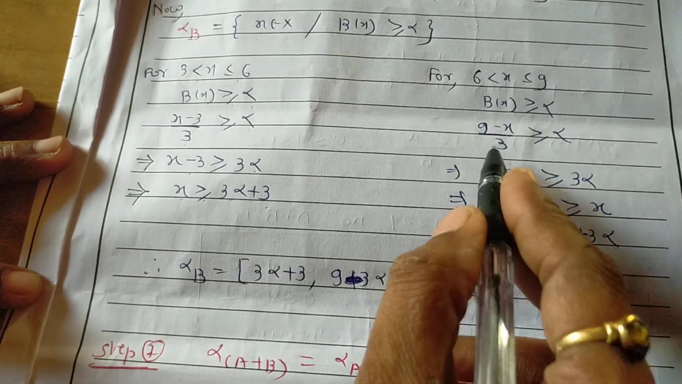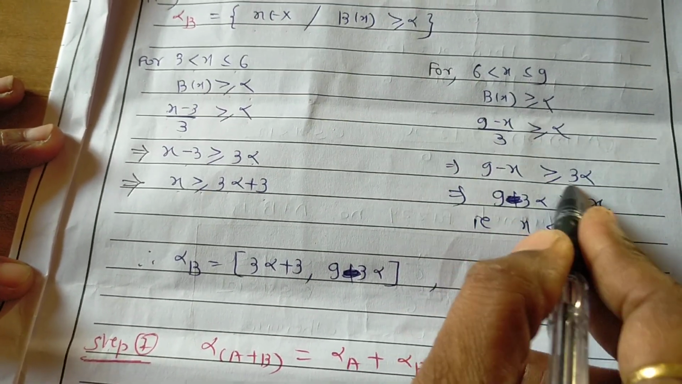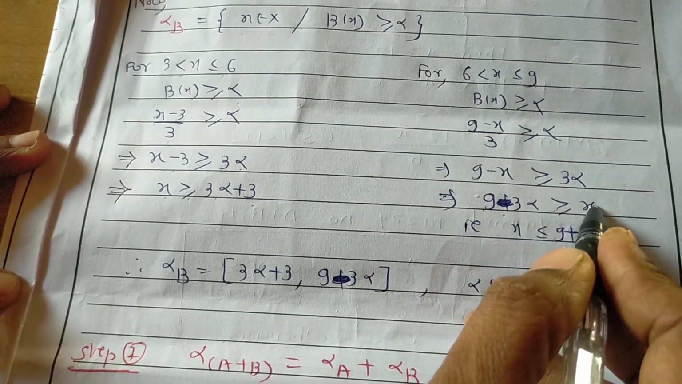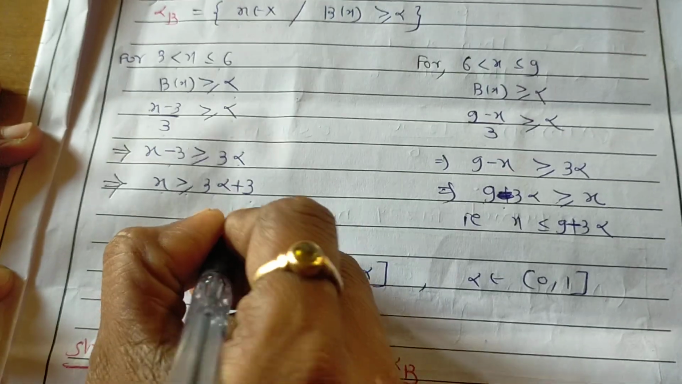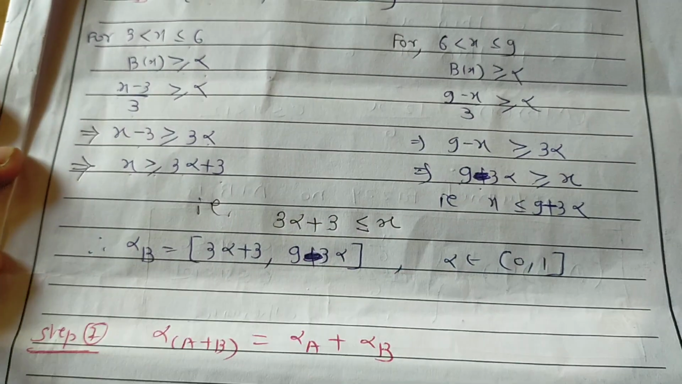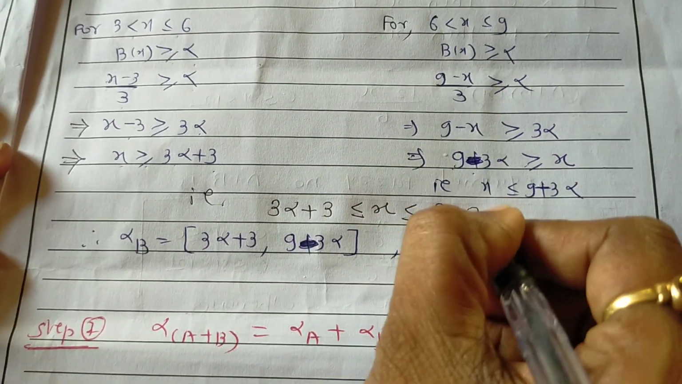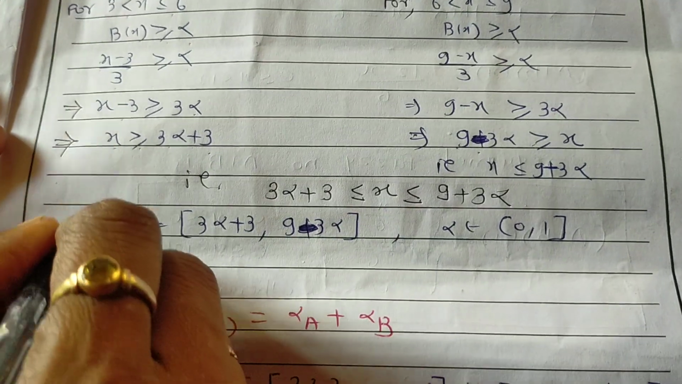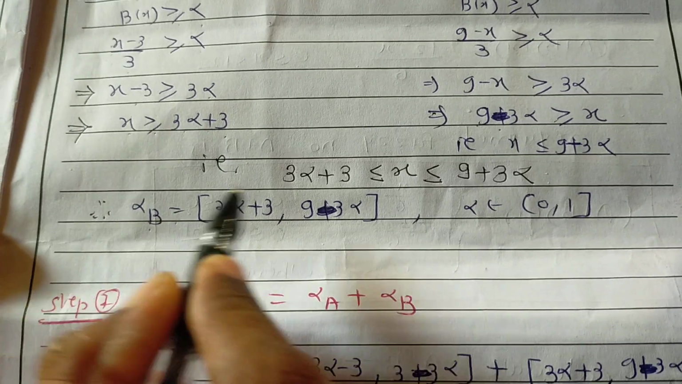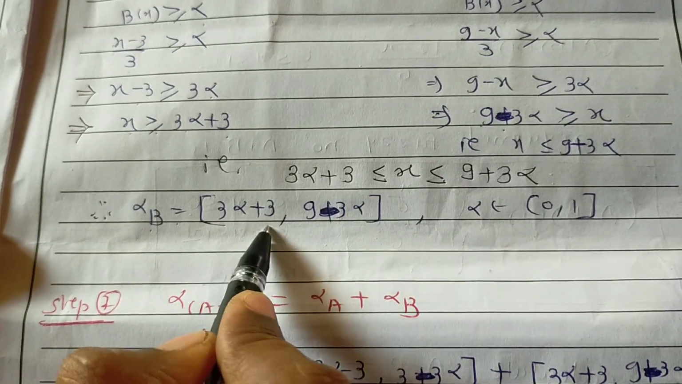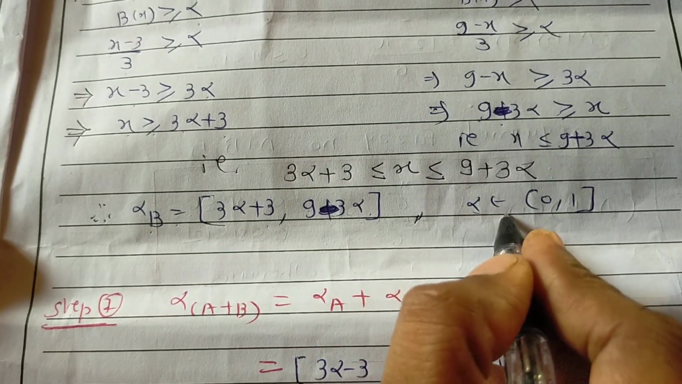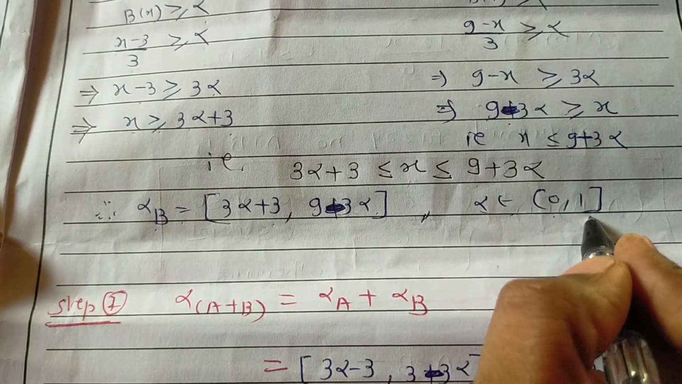Now for the second interval, 9 minus x greater than or equal to 3 alpha gives 9 minus 3 alpha greater than or equal to x. That is, we get 3 alpha plus 3 less than or equal to x less than or equal to 9 plus 3 alpha. Therefore, it is a closed interval: alpha cut of B is equal to the closed interval [3 alpha plus 3, 9 minus 3 alpha] for alpha belongs to (0, 1].